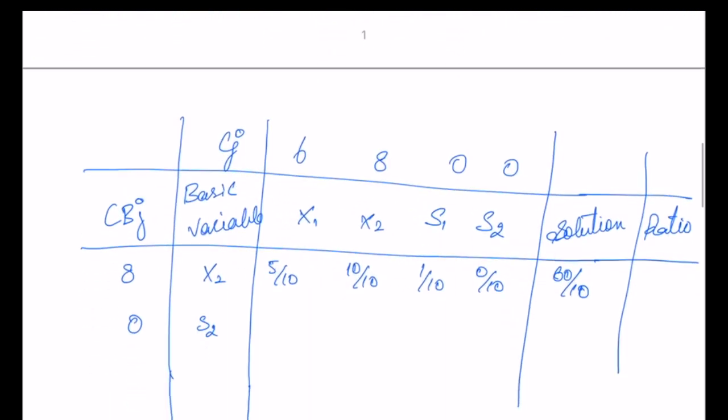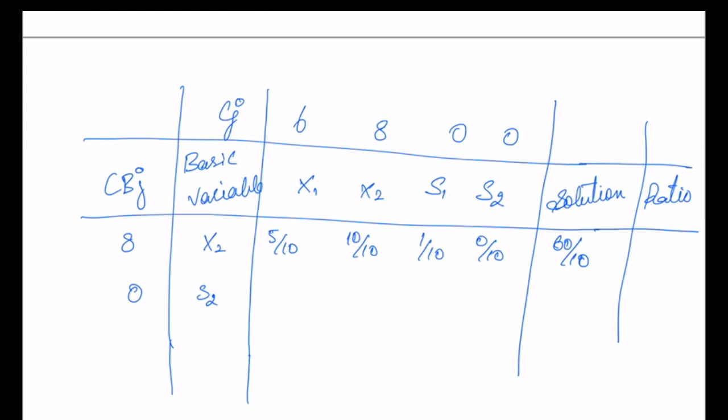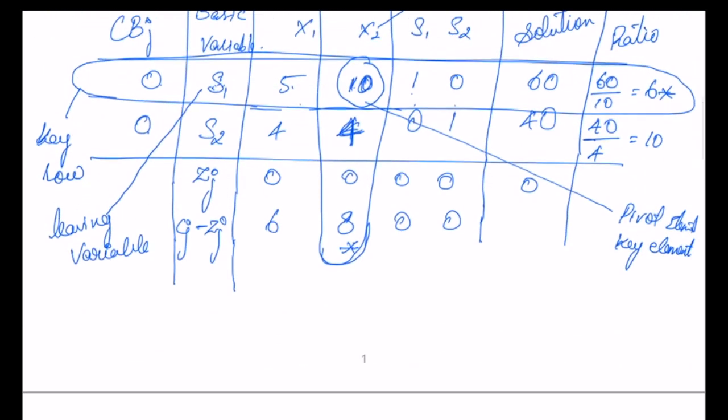5 by 10 can be written as 1 by 2. And 10 by 10, it is 1. 1 by 10. And next 0 by 10 is simply 0. 60 by 10 is 6. Yes. And after making the pivot element 1, we are going to make the corresponding column element, that is this 4, to 0.